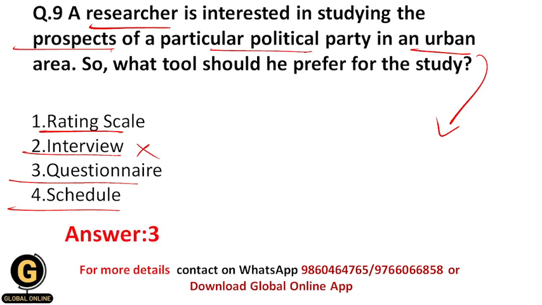Okay, because it will be easier for the researcher to collect the data through the questionnaire tool. And here the researcher can't use a rating scale, because a rating scale can be used when some work has already been done by a political party. But here they have not mentioned that any work has been done by a political party in an urban area, and that's why the researcher can't use a rating scale, but he can use a questionnaire.